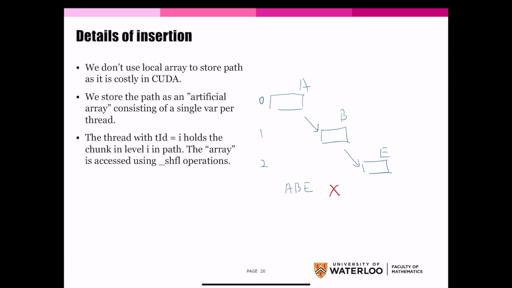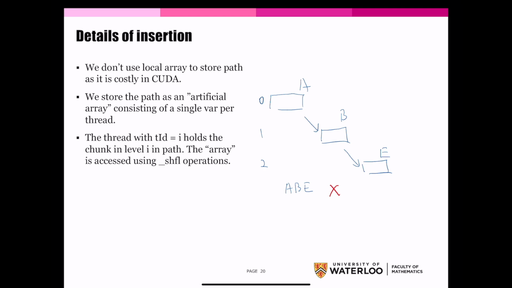And here are some details of the insertion. Note that we don't use a local array to store paths as it is costly in CUDA. We store the path as an artificial array consisting of a single variable per thread. The thread with thread ID i holds the chunk in level i in the path. The array is accessed using SHFL operations.